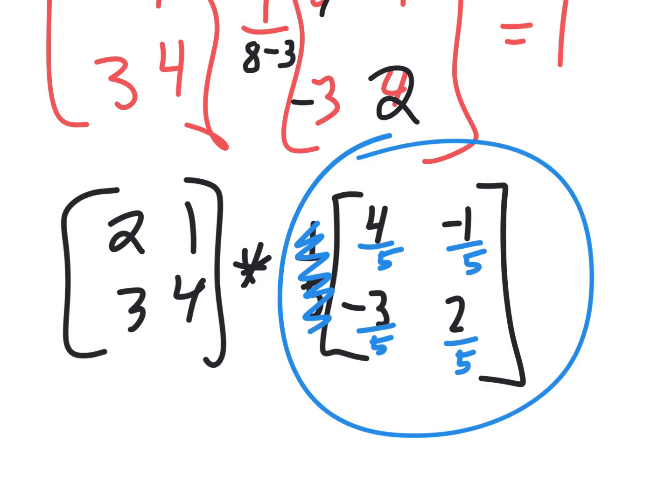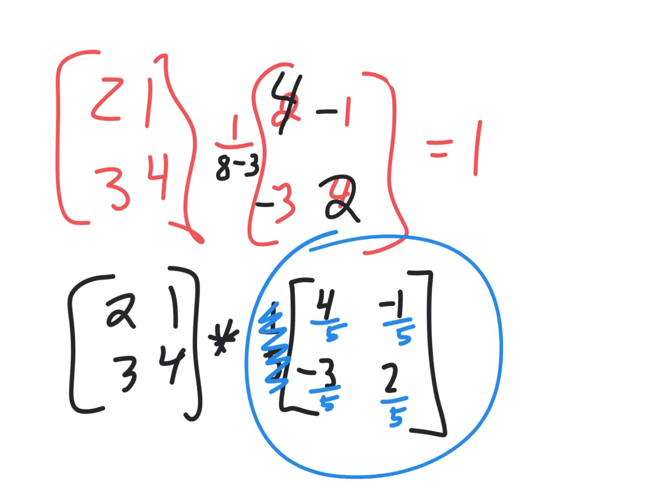And in that inverse process, we used the determinant. Can anybody name what the determinant was here? 5. It's 5 because it's the 8 minus 3. It's that part right there. Where'd that come from again? That came from this times this minus that times that. Except it was these numbers.